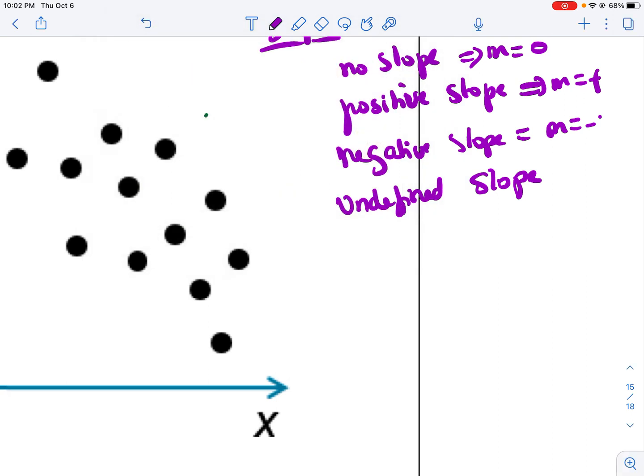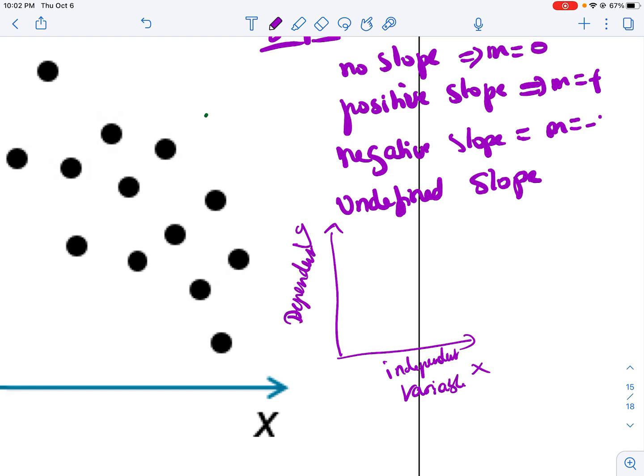If we say we have no slope, then what does the scatter plot look like? Remember what your x is. Your x is an independent variable. Your y is a dependent variable. Meaning what? Your y depends on x. Imagine I'm talking about the amount of snowfall as the hours pass by in a winter storm.